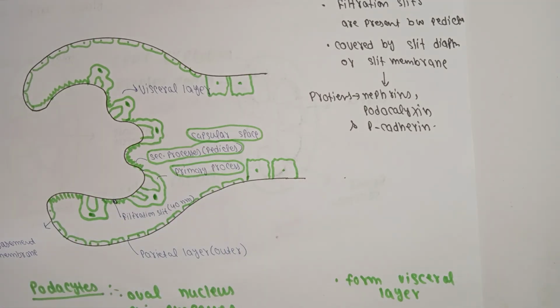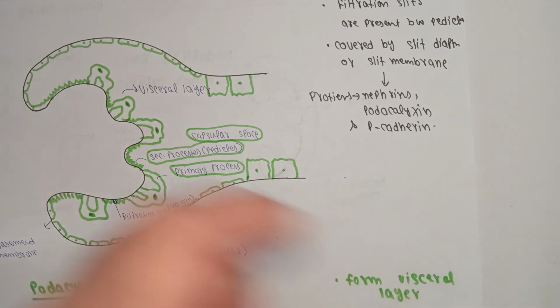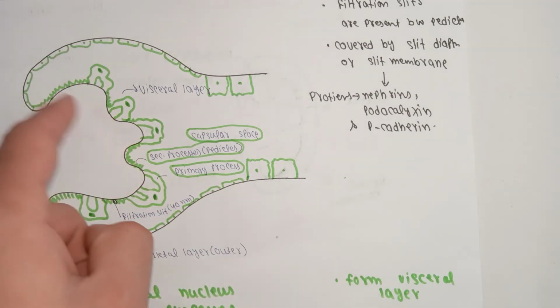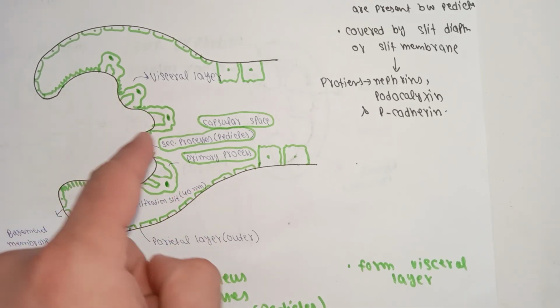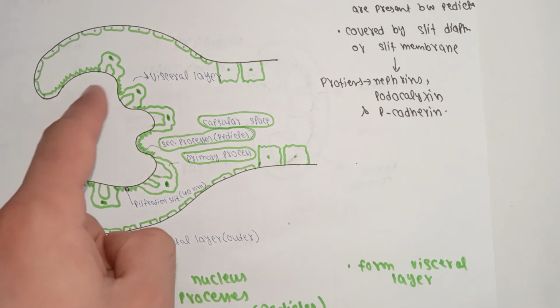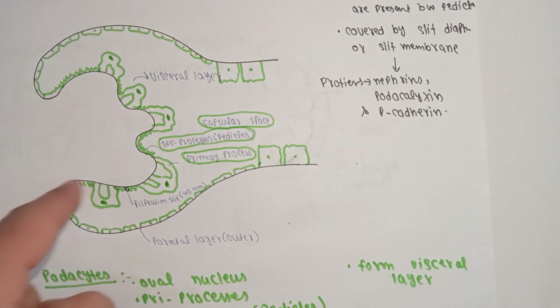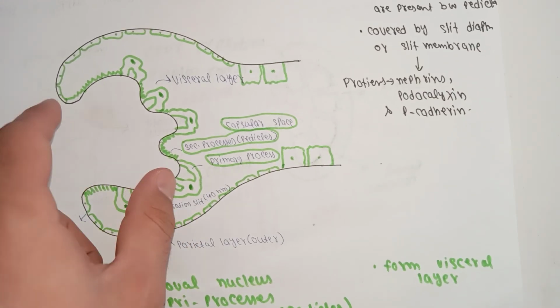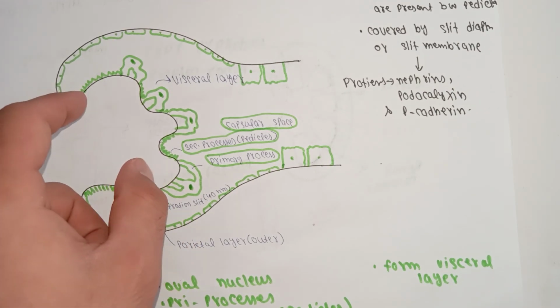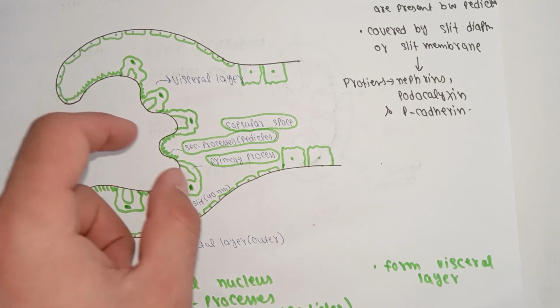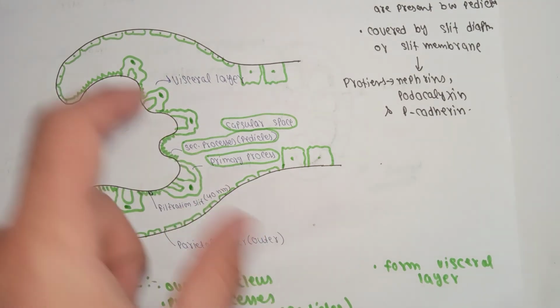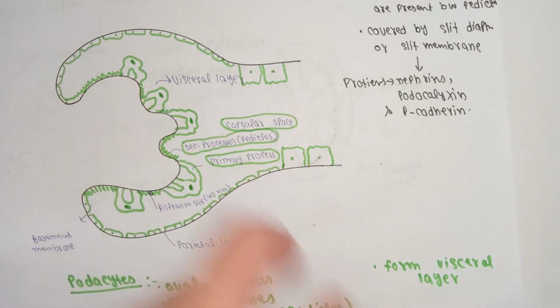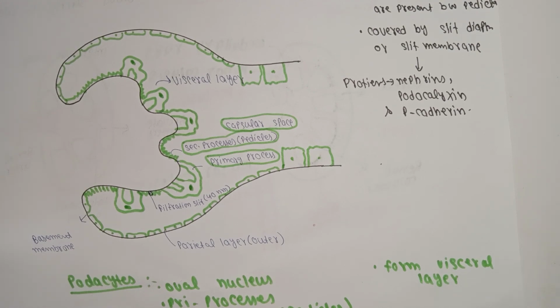In the next lecture, inshallah, we will discuss in detail the structure and composition of this basement membrane. We will also discuss the composition of glomerular capillaries. So this is all about Bowman capsule. Must watch another video about the glomerular basement membrane.